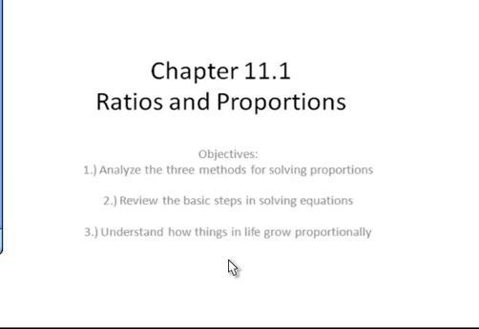Number three, understand how things in life can grow proportionally. There's a lot of things in life that are proportional. There's a lot of scenarios and situations that are theoretically proportional. So we want to look and examine those. What I am going to start you off with is a video. We're going to look at YouTube, and this was a video that was posted online. So here's the link to that if you want to look there. However, I'm going to show you this quick, it's like 1.5 minutes.